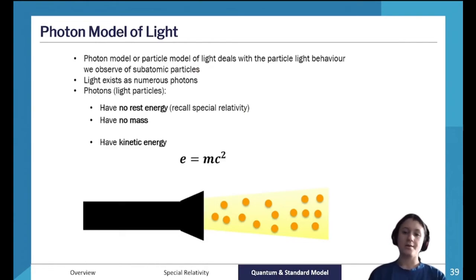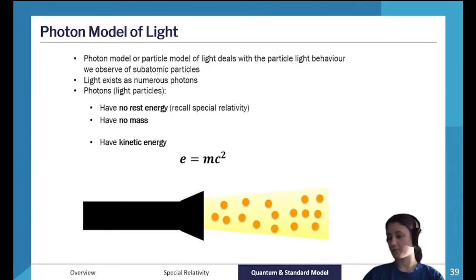Now let's get on to the photon model of light. So let's talk about what photons are and how they relate to what people conceive of as the model of light. The photon model or particle model of light deals with particle light behavior. So instead of seeing that light behaves as a wave, we see that light behaves as a particle. Now let's go over the properties of photons.